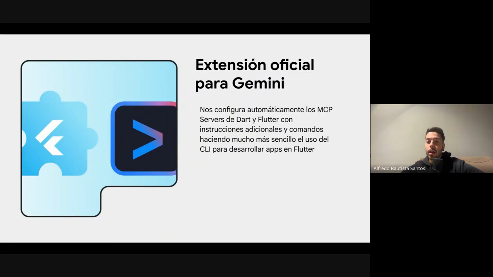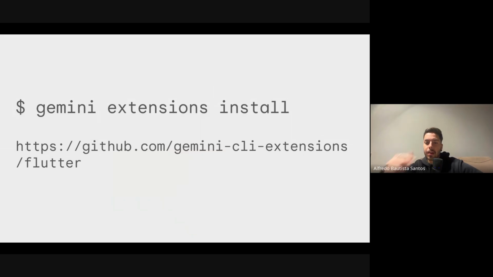In our case, we have the official extension for Flutter. The extension will configure the MCP for Flutter and Dart, and also it will give you some pre-instructions for the model that the Flutter team has created. You can see it because it is open source, here in this repository. If you want to use it, you can use Gemini extension install and the URL to the extension repository. And also you can go to GitHub, to the repository, and see this Flutter extension.